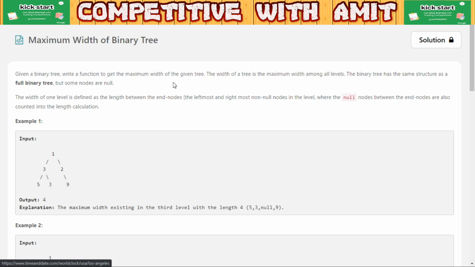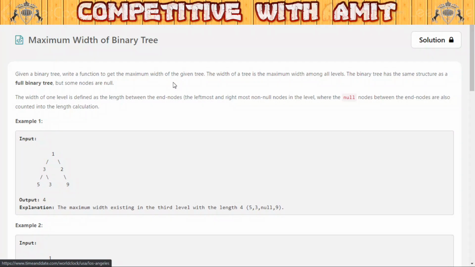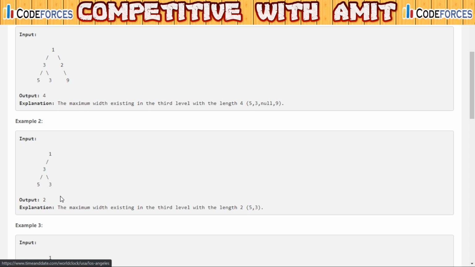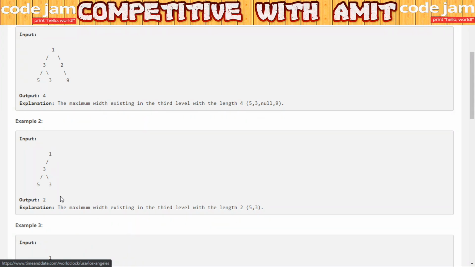Solve the 9th question on LeetCode. Our question is Maximum Width of a Binary Tree. Our video will be divided into three parts: first, the question discussion; second, the solution discussion; and third, the coding and implementation part, and at the end, the solution.